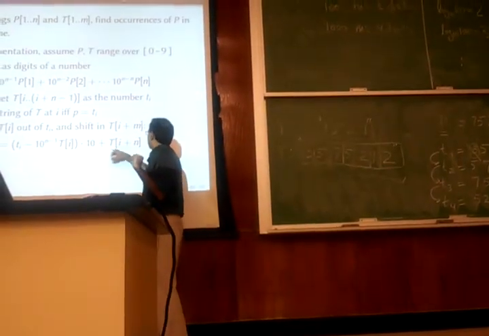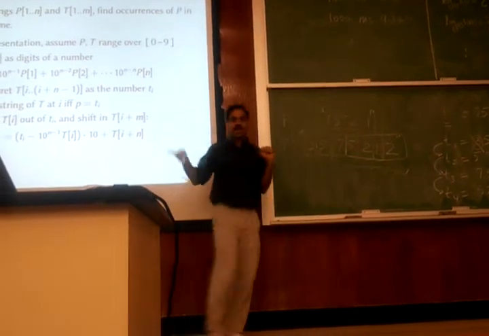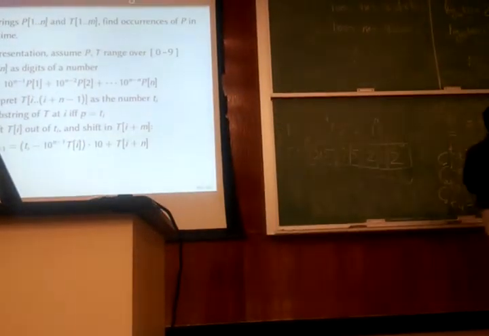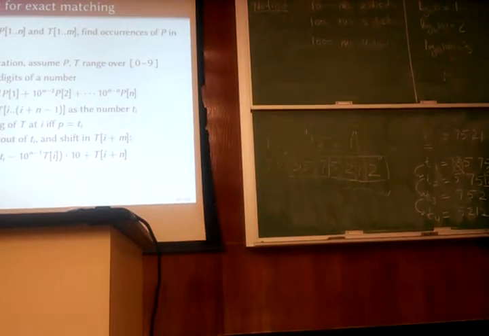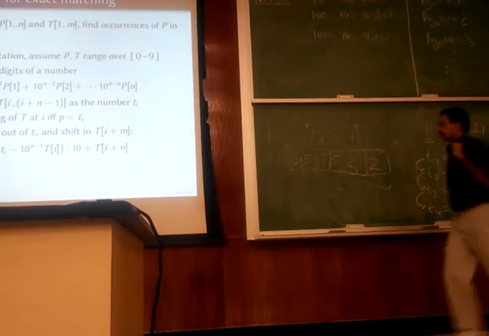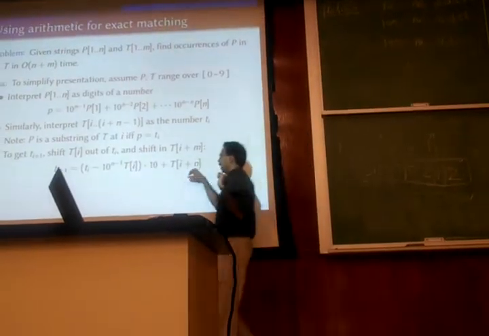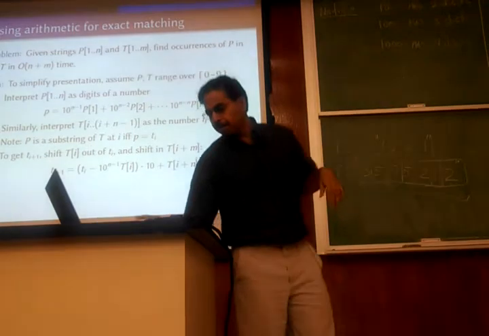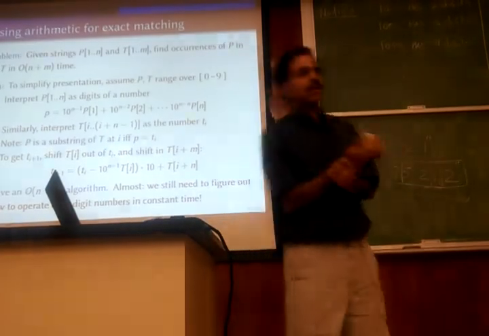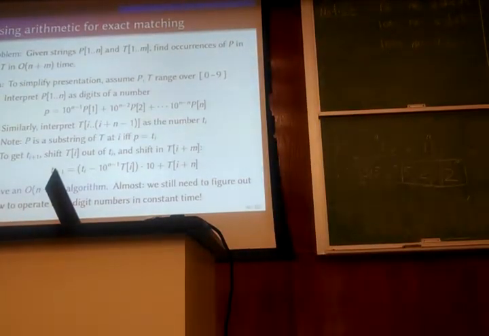And then you want to add the new digit, i plus n. That is adding that digit, that is this operation. So you can see that ti plus 1 can be computed from ti in constant time. Okay, so once we have done that, we have again another efficient algorithm, right?